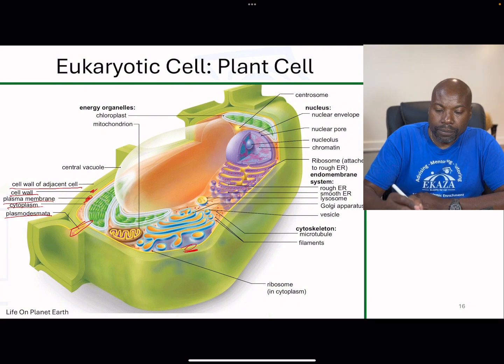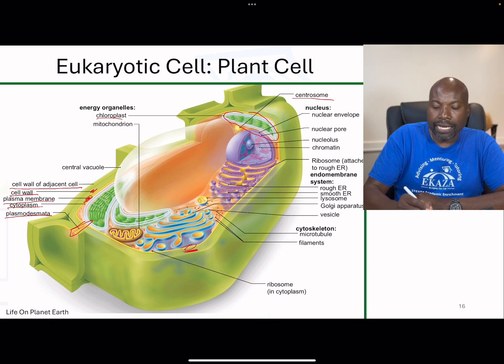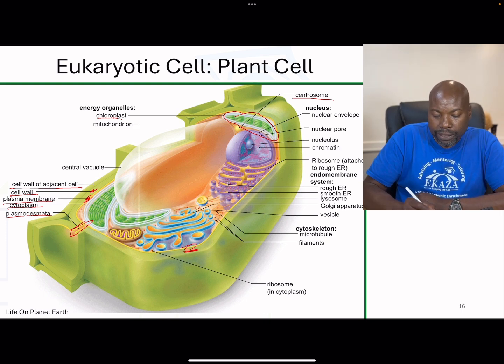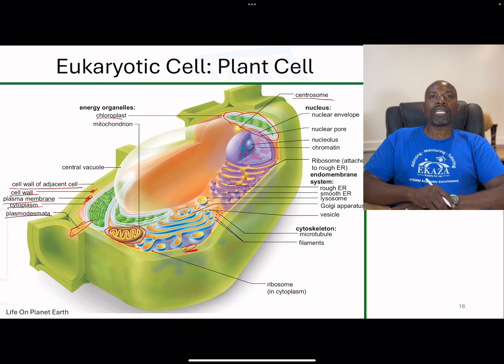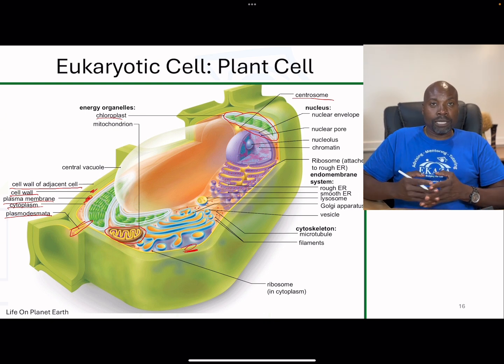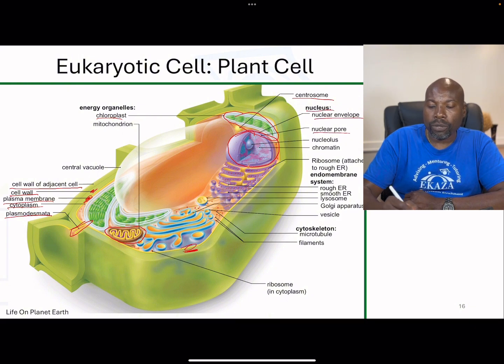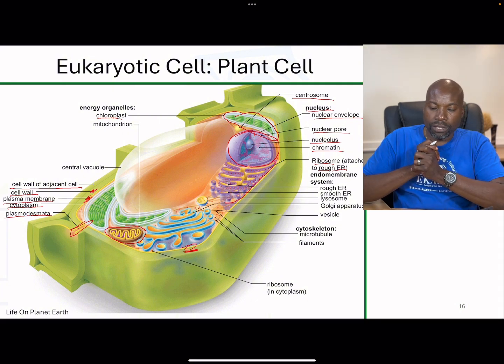We're going to have the centrosomes, the chloroplast that harvests light energy and converts it into chemical energy for photosynthesis to take place. Now, in addition to chloroplasts, the plant cells are going to have mitochondria, which means that just like animal cells, plants also need to produce ATP for cellular work. Then we have the nucleus, with the nuclear envelope, nuclear pores, nucleolus, and chromatin. And then you're going to have here the rough endoplasmic reticulum, with ribosomes attached to it.